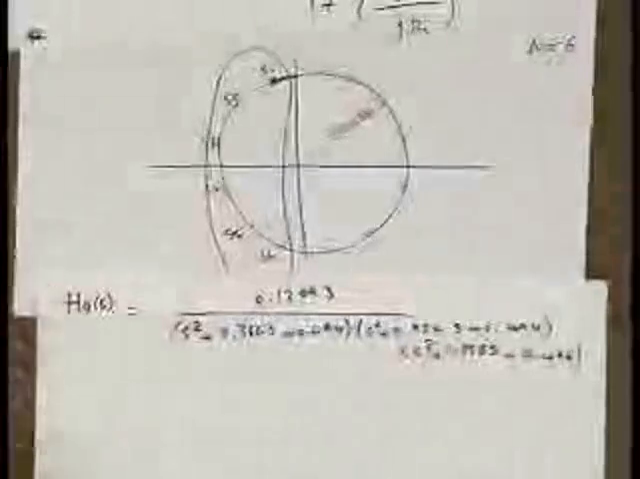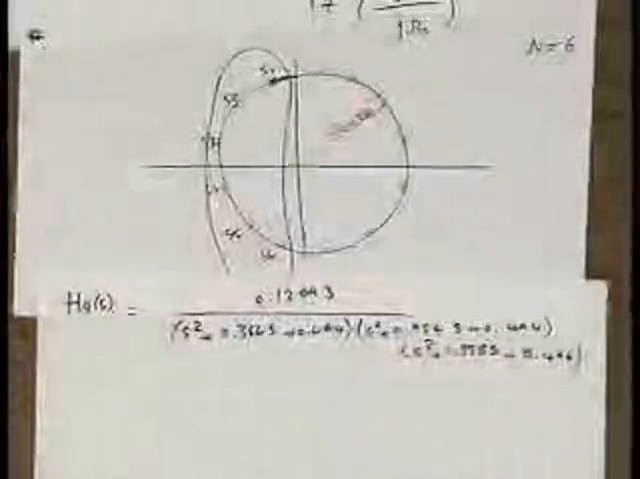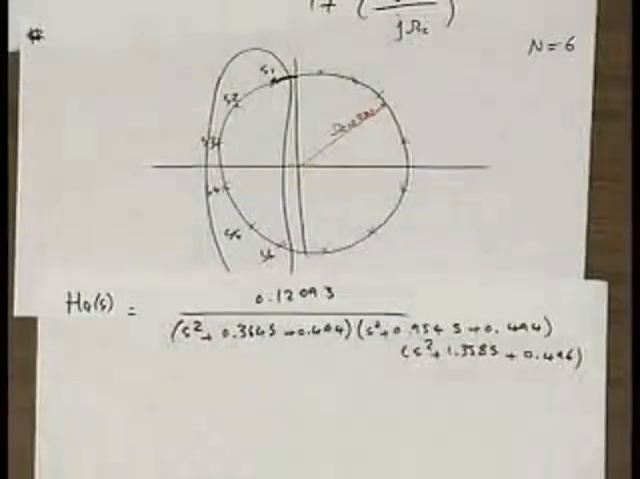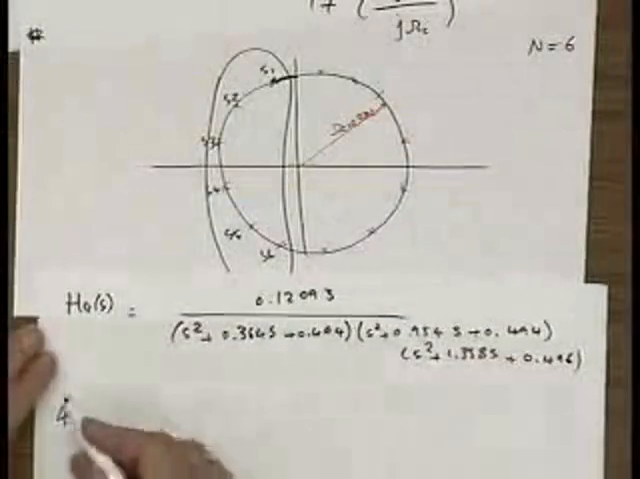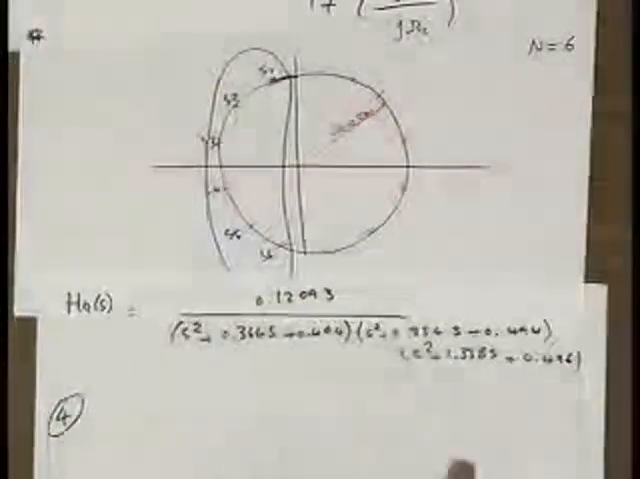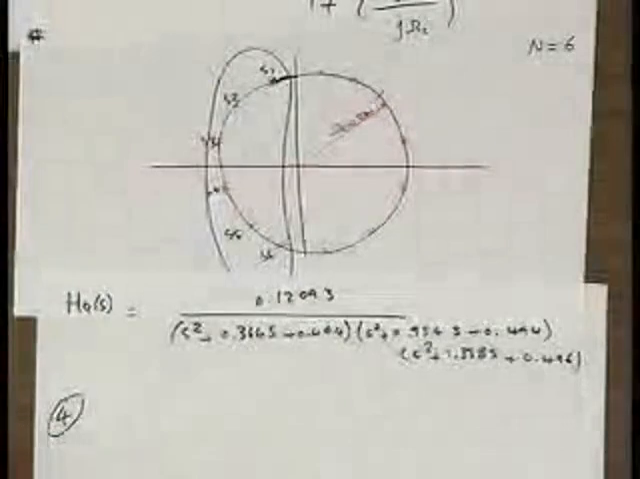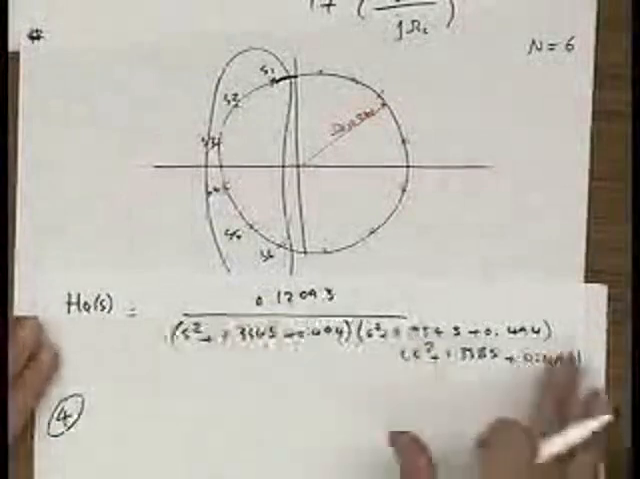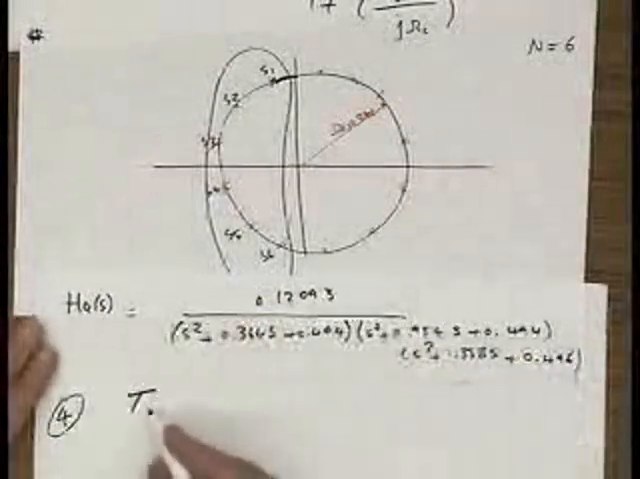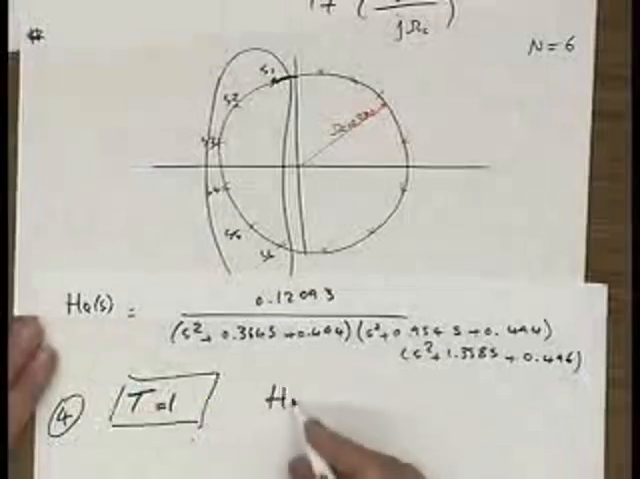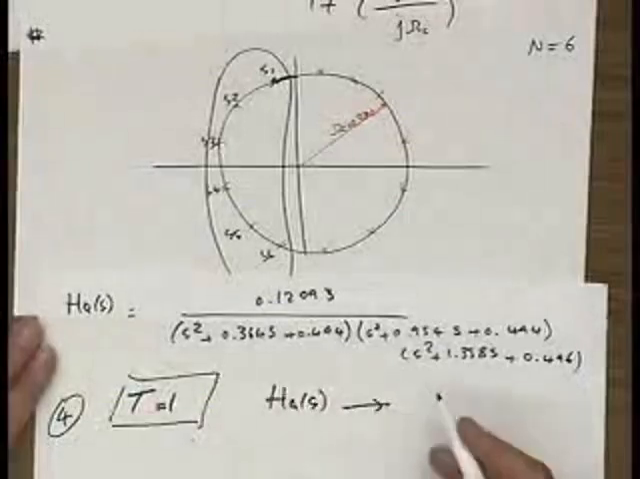So now we're done with this. I'm sorry, we're done with the design of the IIR analog filter. That was step 3, not step 2. Now we move on to the last step, transforming this back to the digital domain. Remember, T was 1 in our transformation, so we keep that same value. Now we're going to use that to transform H_a(s) to H(z).